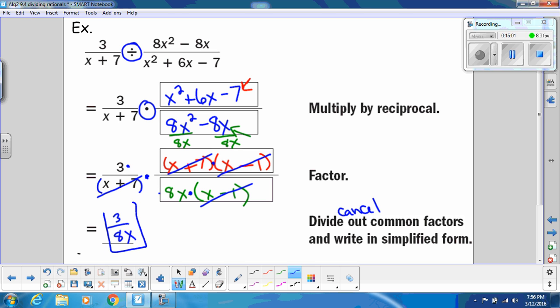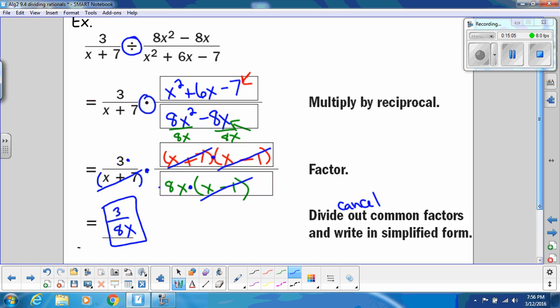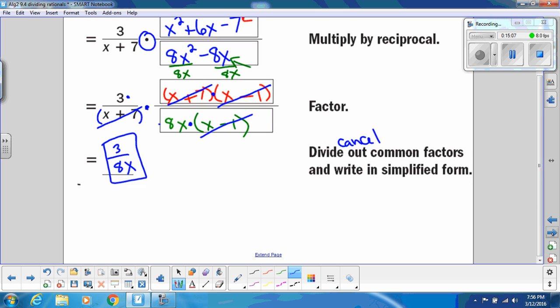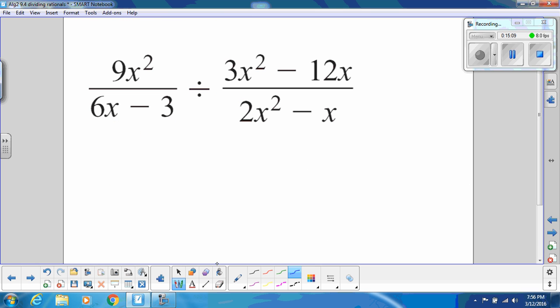I cannot, so I know I'm finished with that one. All right, so let's look at one more example like that. So we've got some addition and subtraction there, but we also have division, so make sure you're doing your KFC first. So I'm going to keep this first one the same.